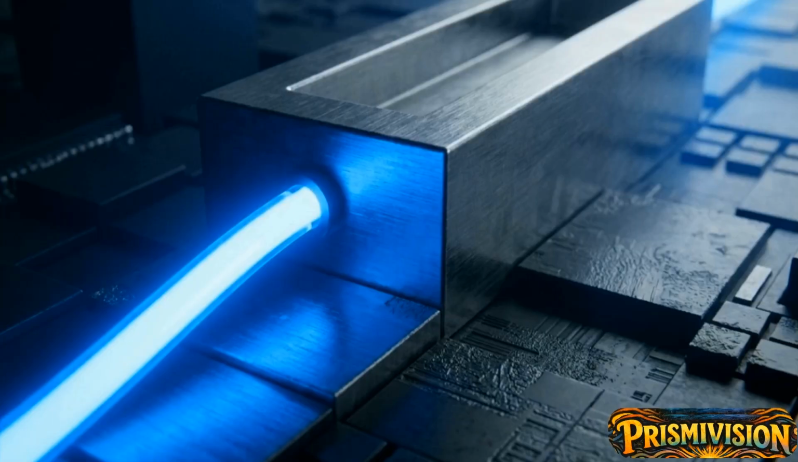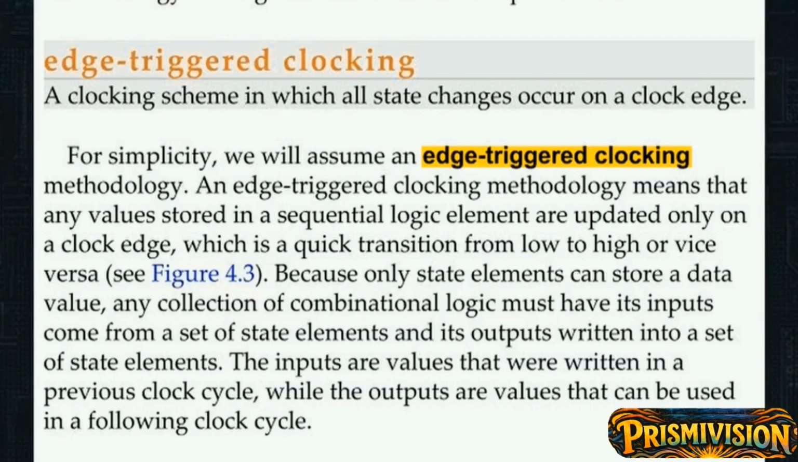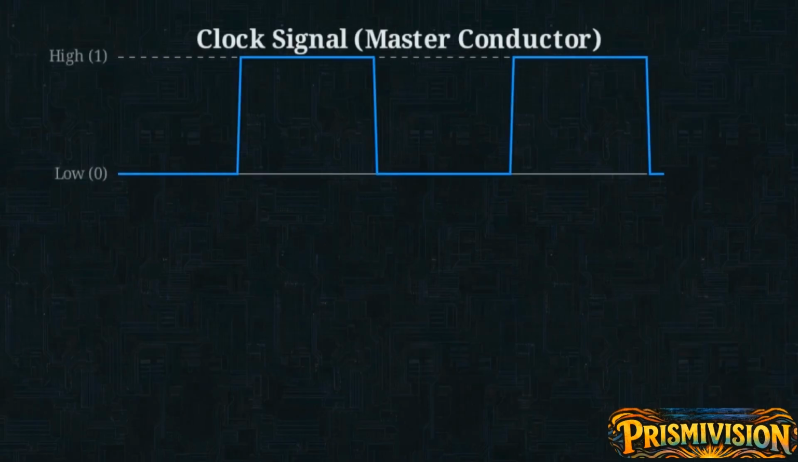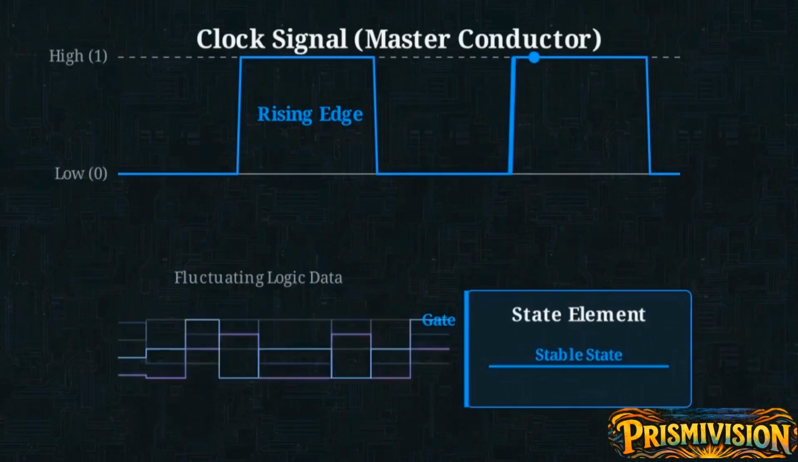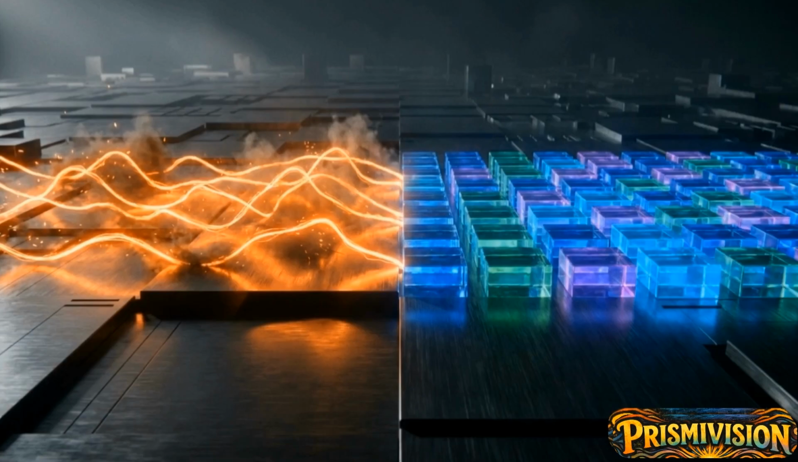By zooming in on the interaction between a single state element and the clock pulse, we can see how this rhythm governs the logic. The specific rule governing this interaction is the edge-triggered clocking methodology. This graph illustrates the clock wave. The defining moment is the rising edge, the exact microsecond voltage transitions from low to high. Because of edge triggering, the state element's gate remains shut, ignoring fluctuating data, until that precise rising edge strikes. This mechanism slices a continuous stream of analog voltages into perfectly ordered, discrete digital moments.